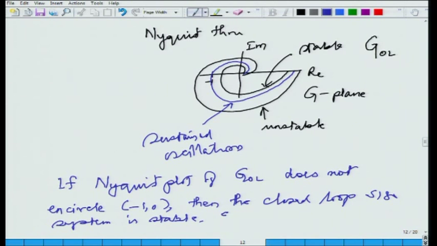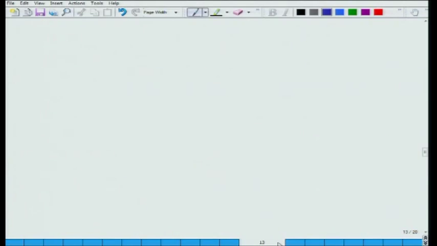Of course, the opposite is also true. So, it is a necessary and sufficient kind of concept, else unstable. And of course, there is an assumption there that the open loop system by itself is stable, you do not have an open loop unstable system, all right. Okay. So, this is the Nyquist theorem, and now this sounds like magic.